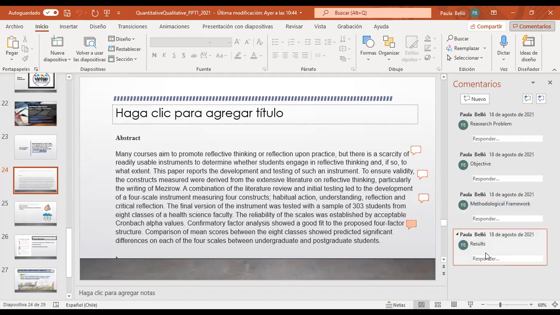And finally, the results. We don't have results yet, but you think that by conducting a qualitative phenomenological study by means of, for example, interviews, you are going to get to know the experiences of teachers in rural education during the pandemic. So you can express that very briefly. Then we will go to analyze the results.